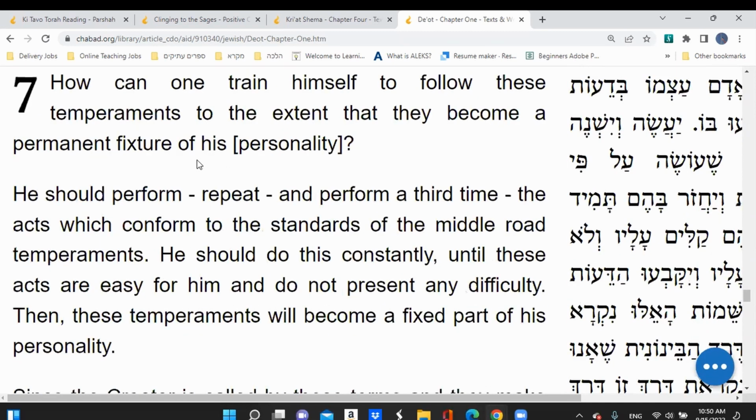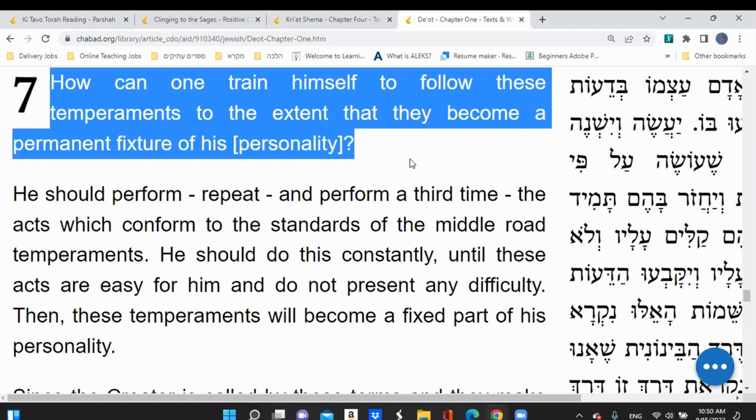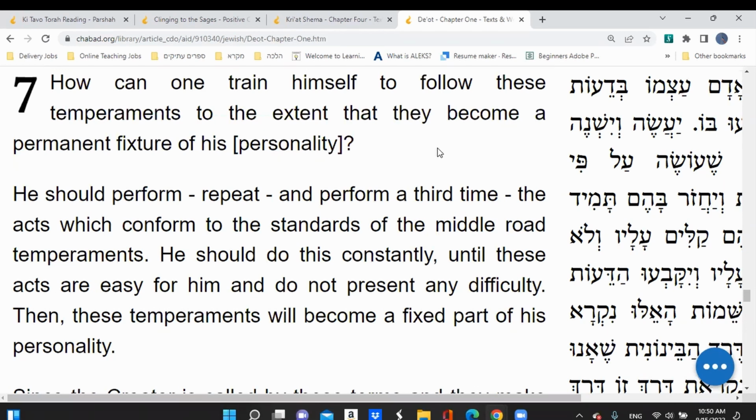Okay, halakha 7. How can one train himself to follow these temperaments to the extent that they become a permanent part of his personality? He should perform, repeat, and perform a third time acts that conform to the standards of the middle road temperament. He should do this constantly until these acts are easy for him and do not present any difficulty. Then these temperaments will become a fixed part of his personality.